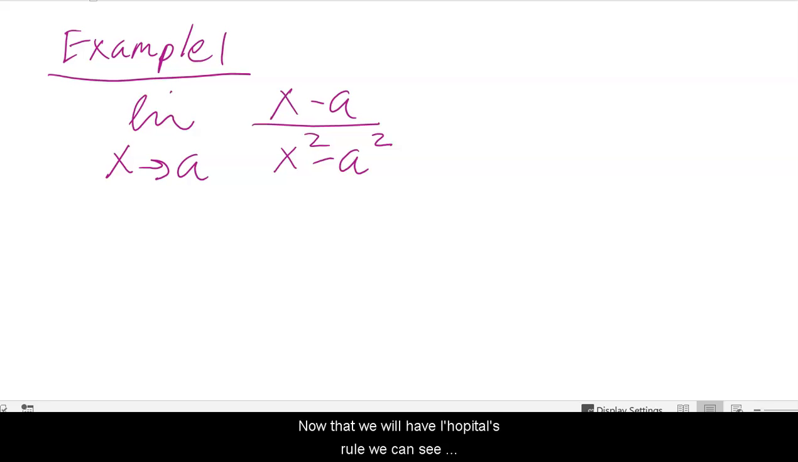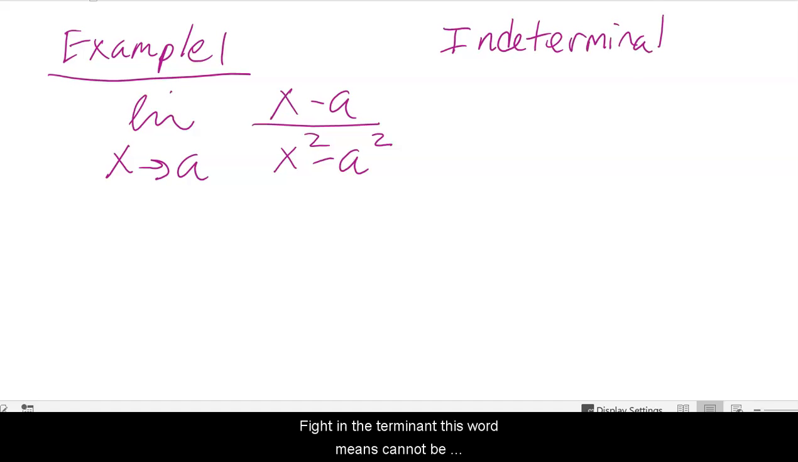Now that we will have L'Hopital's rule, we can see whether or not we can apply it, and then we can apply L'Hopital's rule. When it can be used, L'Hopital's rule is almost always shorter, faster, and far easier than any algebraic manipulation. To see whether or not you can apply L'Hopital's rule, you must have one of two what are called indeterminate forms. The first indeterminate form we're going to be looking at is 0 divided by 0. By indeterminate, this word means cannot be determined. In other words, I can't tell yet.